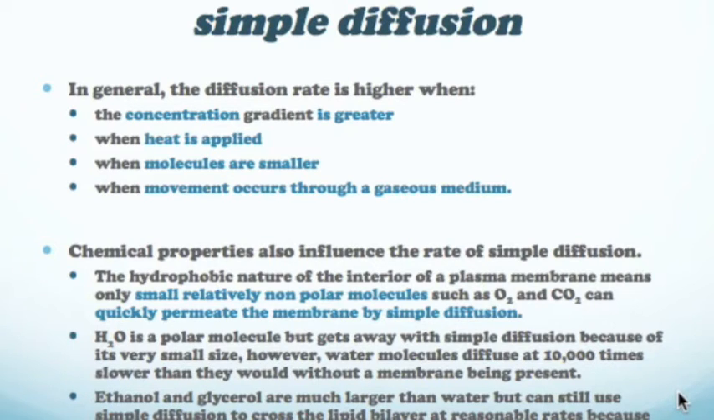So what we also have is these things called aquaporins present in the cell membrane, and they allow water to pass much more quickly and easily into the cell. Alright, ethanol and glycerol are much larger than water, but because they are lipophilic in nature, they can pass through the membrane much easier.